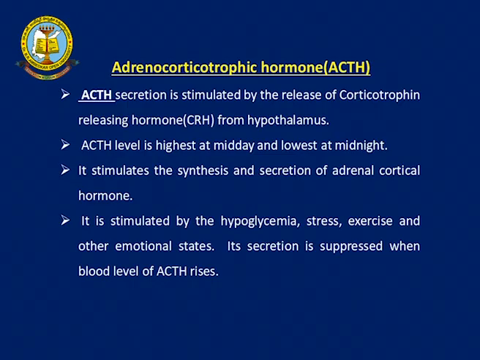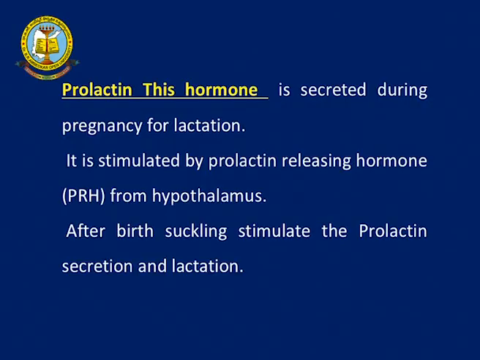This hormone is released, and its secretion is suppressed by the rising blood level of ACTH. Depending on the activity of the human being, with high excitation and low excitation conditions, this hormone is secreted accordingly. This is prolactin.